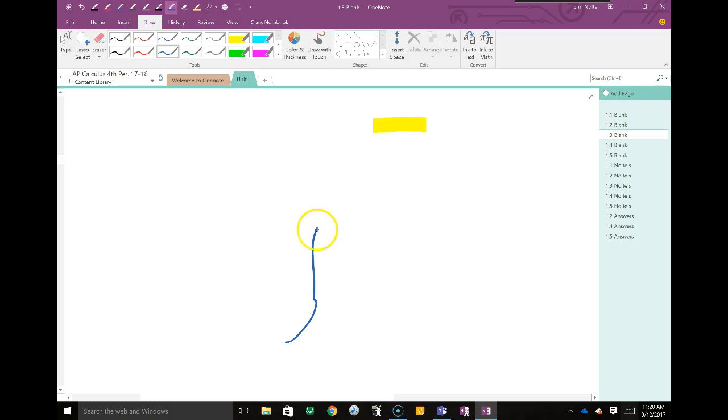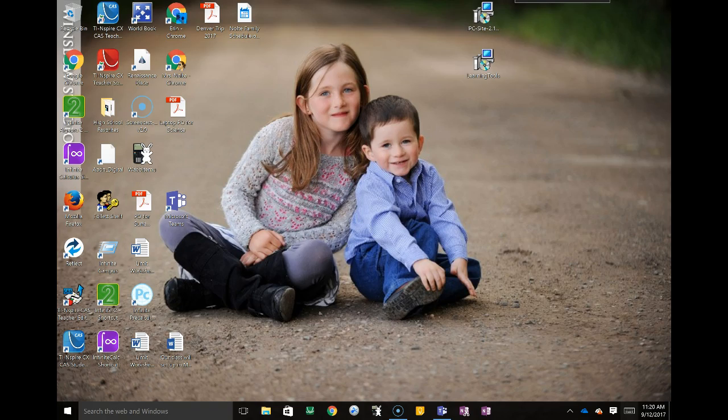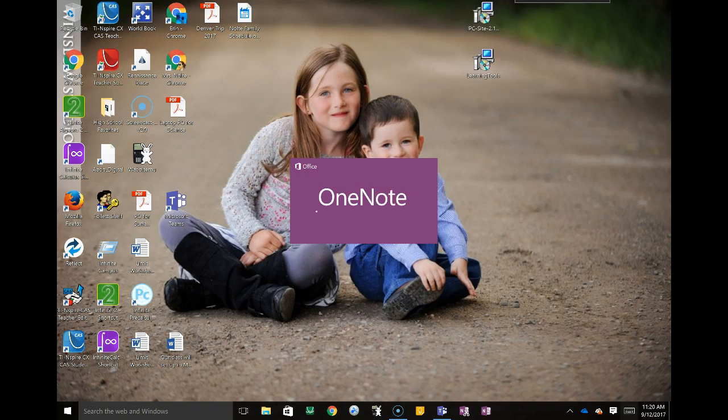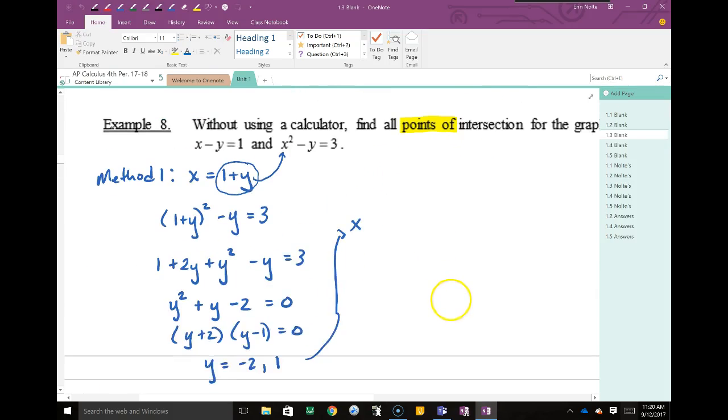So I'm going to say, well, that's not cool. Don't do that again. Oh, that's going to be annoying. Hold on. Sorry, I'm going to kill this for a second. OneNote's not playing nice. Oh, good, it's back. There we go. Okay. So where were we?